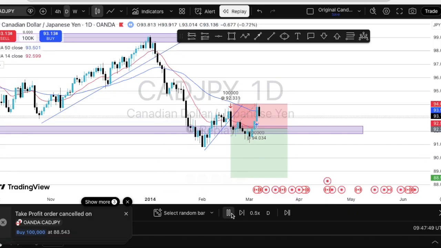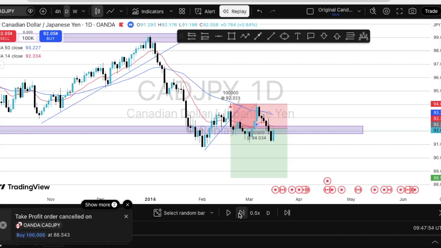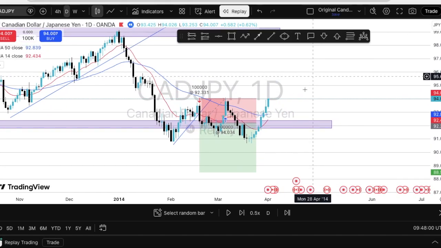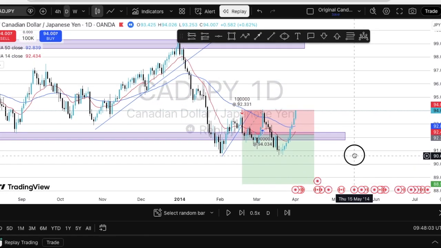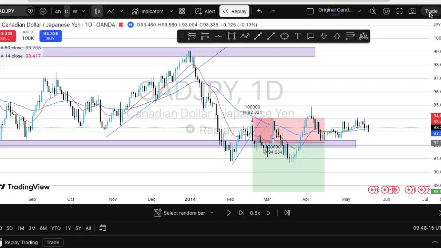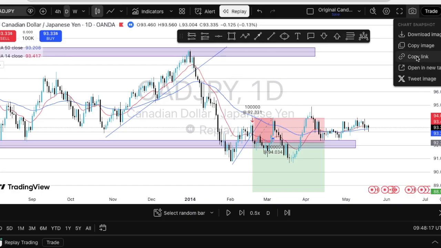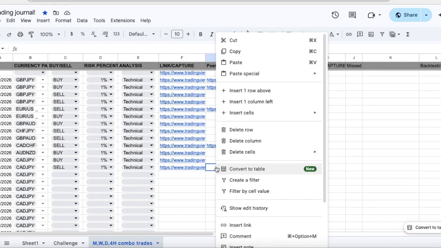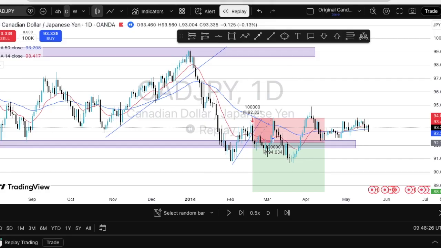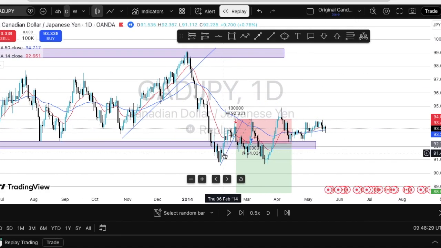Okay, price kicked us out. Let's see what price did after kicking us out. Sometimes price kicks us out and goes in our favor. Okay, good. Price has definitely kicked us out and it's ranging. Okay, I'll go ahead and document this trade. It's a loss. All right, let's see if we can see another trade to take.